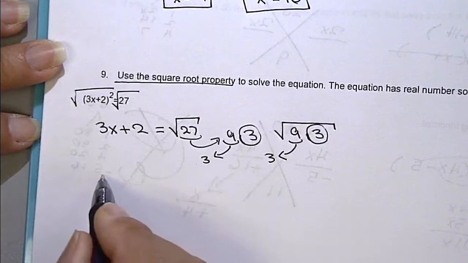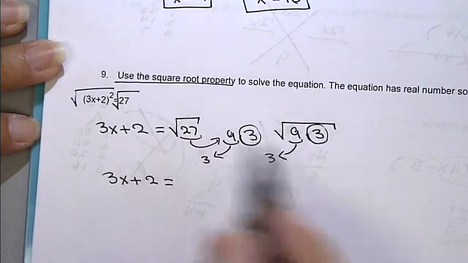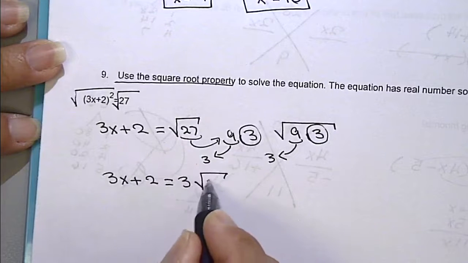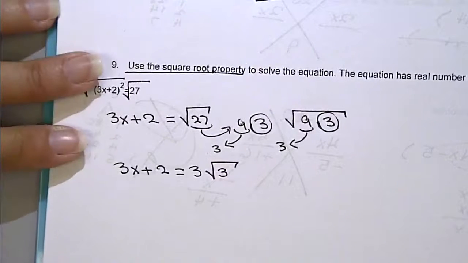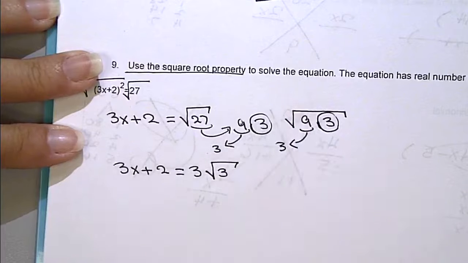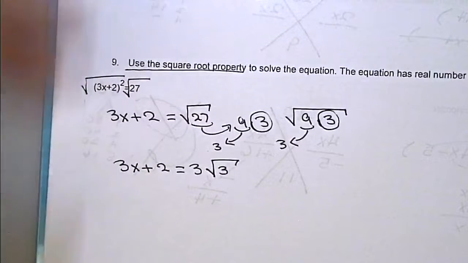So over here, I didn't do anything. I've got 3x plus 2, and it's equal to, I brought my 3 out, so it will now be multiplied times what's left under the radical, which is the square root of 3. Remember, when you bring it out from under the radical, it has to get multiplied times that radical, okay? It's not added to it, it's multiplied. You good there? Yes? Okay, so now I can start to solve this.